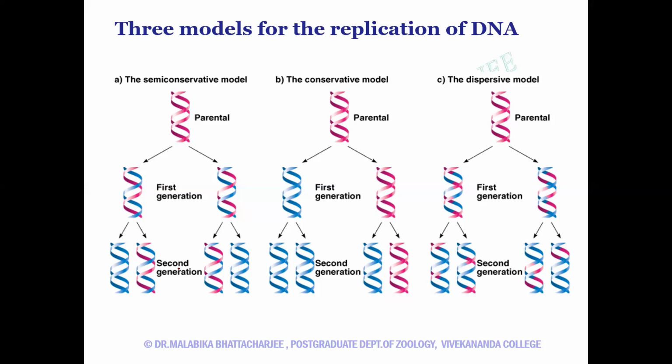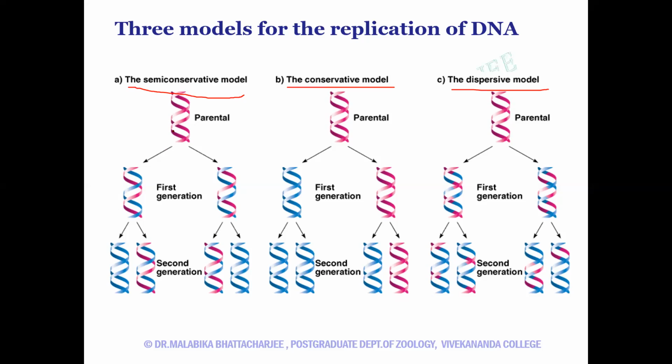of two young scientists, Matthew Meselson and Franklin Stahl in 1958. So they did an experiment where, this is the hypothetical picture of that experiment. As you can see, initially 3 models were proposed: the semi-conservative model, the conservative model, and the dispersive model. In the semi-conservative model, as you can see here, the double helix of each daughter molecule.